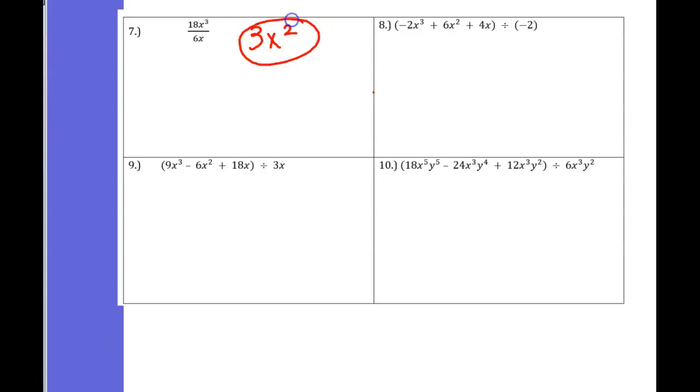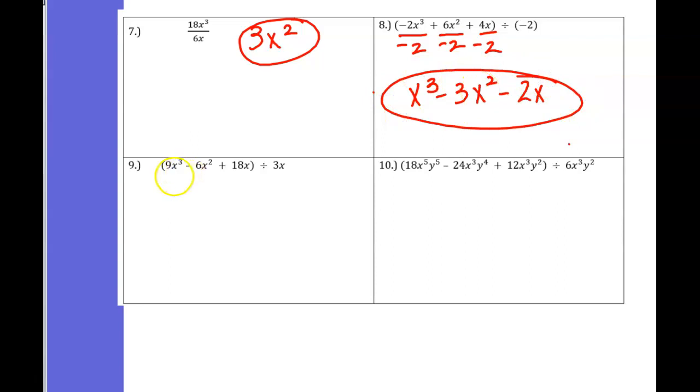Number 8, we divide every term by negative 2. When we do that, we're just dividing the coefficients. We end up with x to the third minus 3x squared minus 2x. Number 9, we're going to divide by 3x.